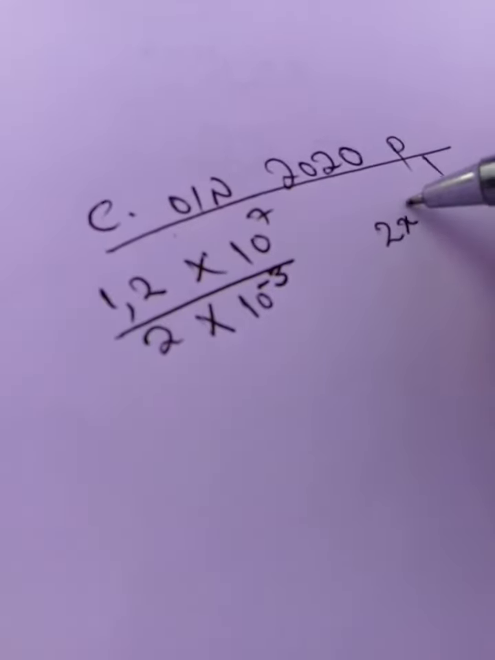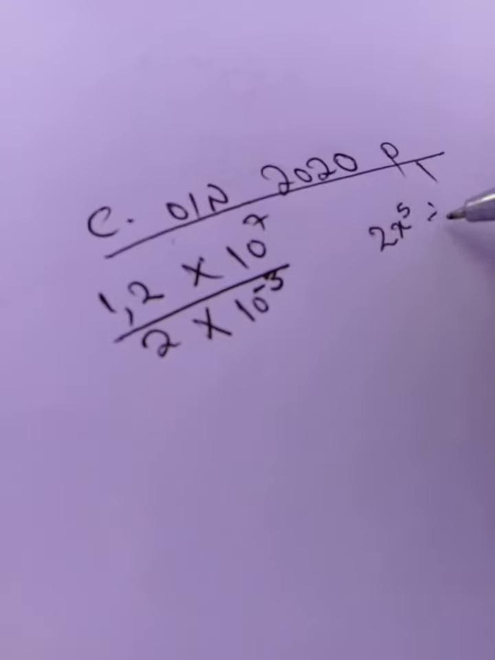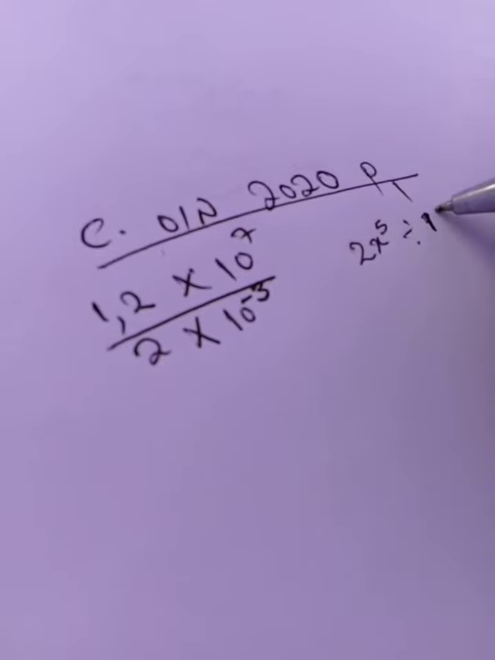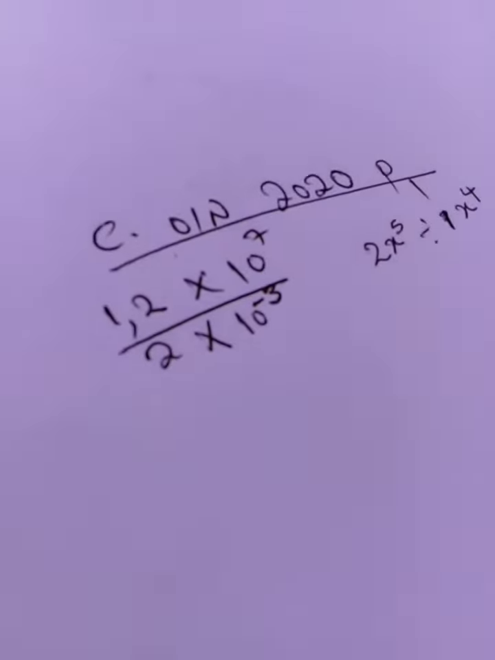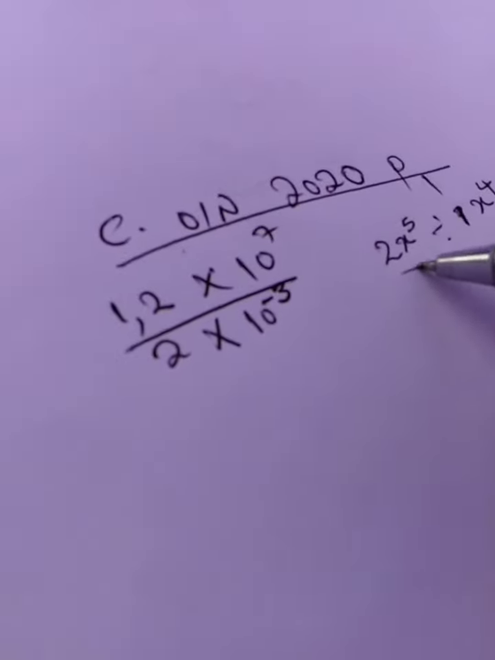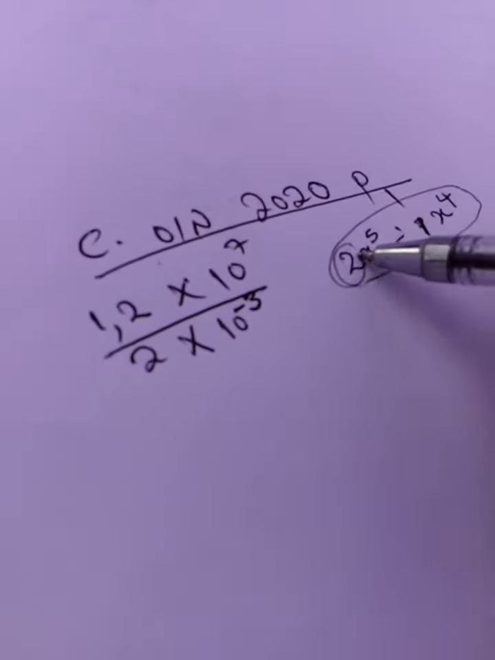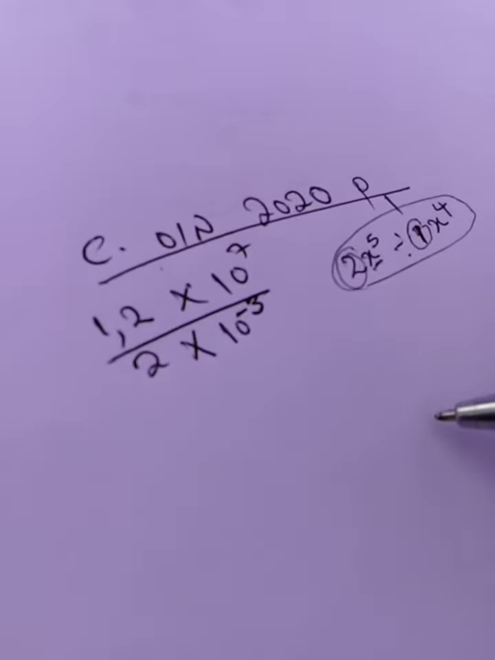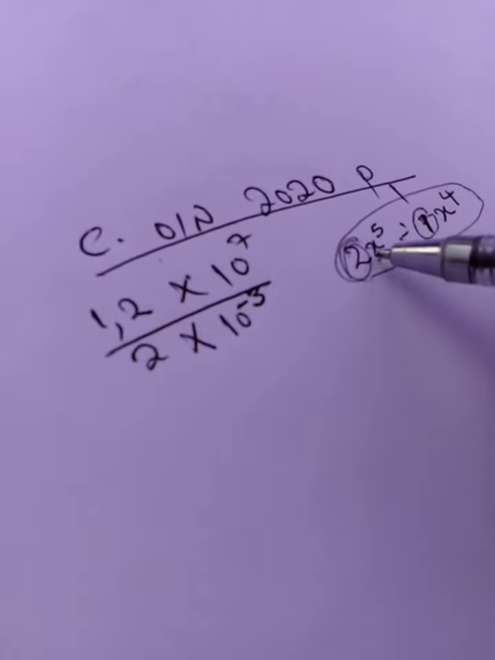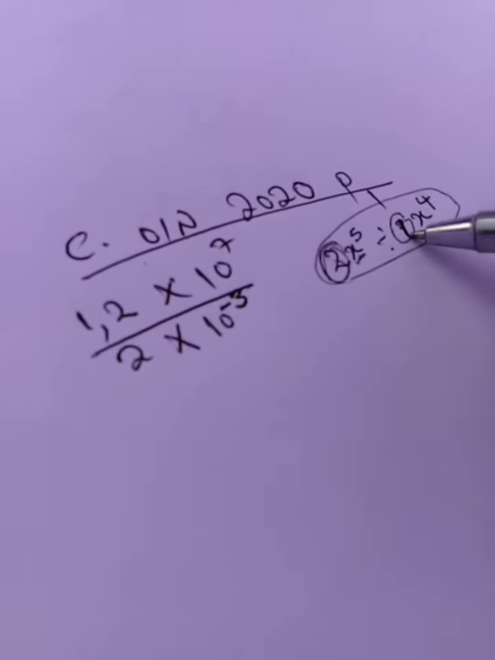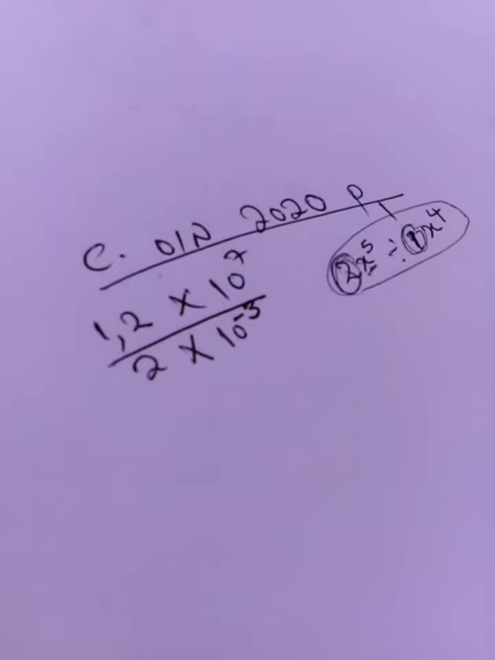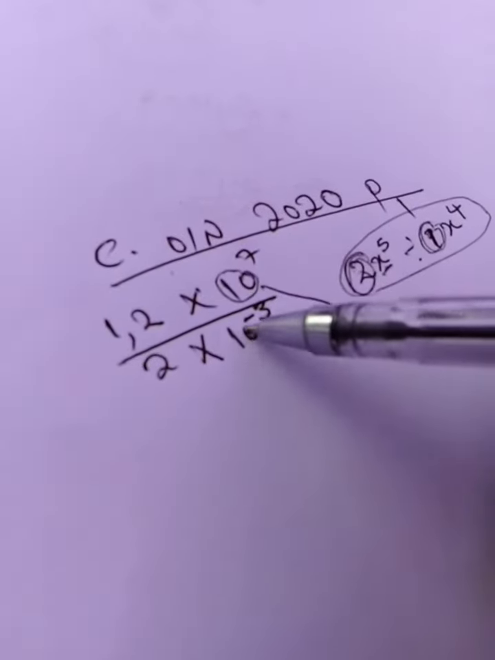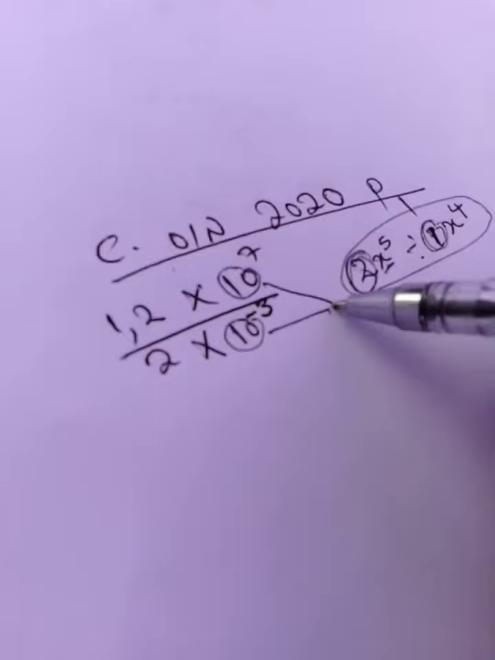2x to the power 5 divided by 1x to the power 4. As I said earlier, when you're having a question like this, you divide the numbers in front of our base as usual. Here our number in front of our base is 2, and the number in front of our base here is 1. So in this case, what is our base? Our base is 10. This is our base.